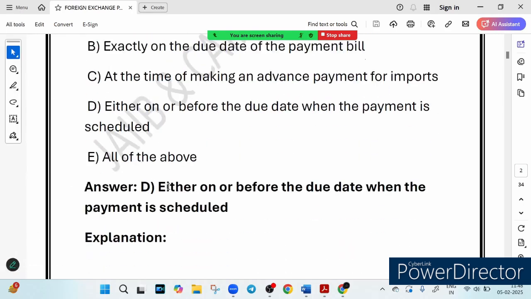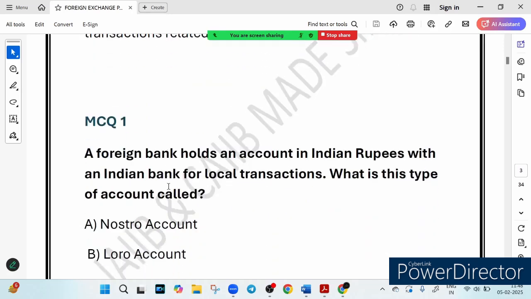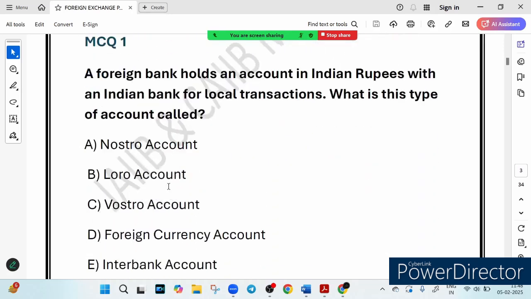Now let's move over to the third MCQ, which was asked in a previous year question. This is regarding a foreign bank account. A foreign bank holds an account in Indian rupees with an Indian bank for local transactions. So this is the condition.